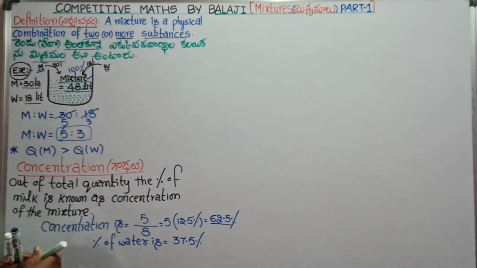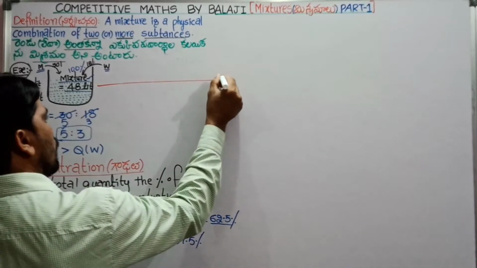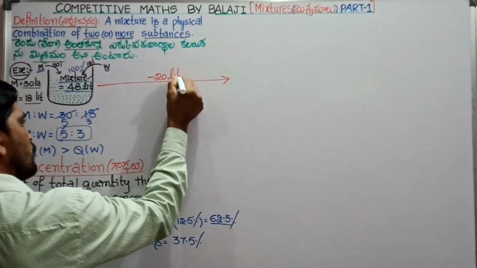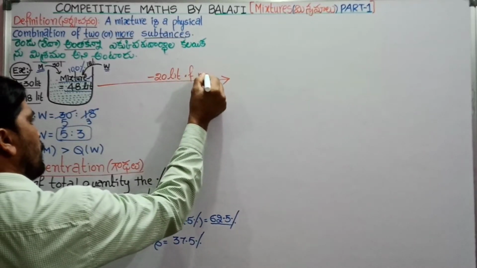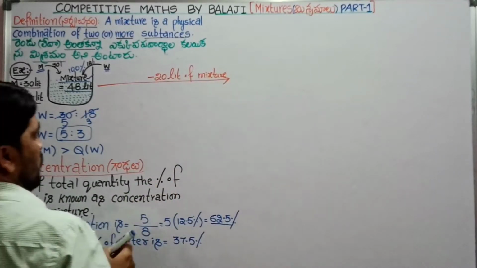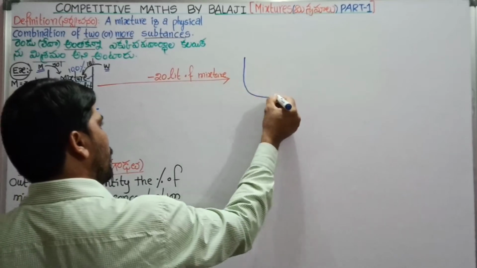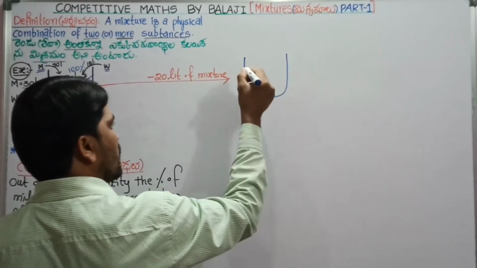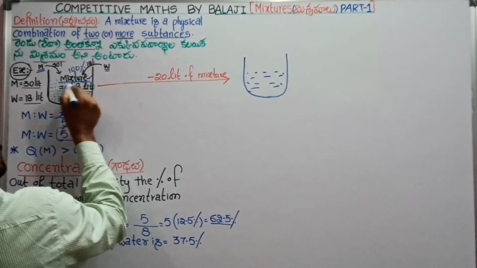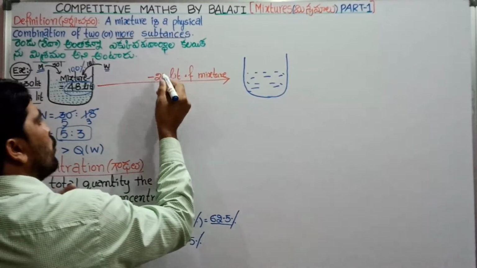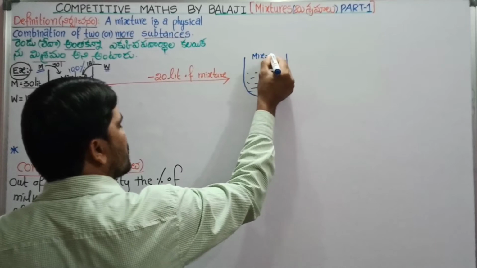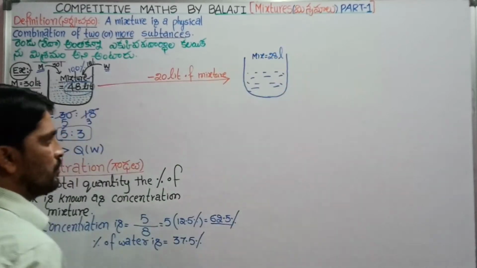Now suppose we removed or extracted 20 liters of mixture. So the final quantity of mixture in the vessel is, among the 48 liters of mixture, we extracted or removed 20 liters of mixture. So the remaining mixture quantity or volume is 28 liters only.